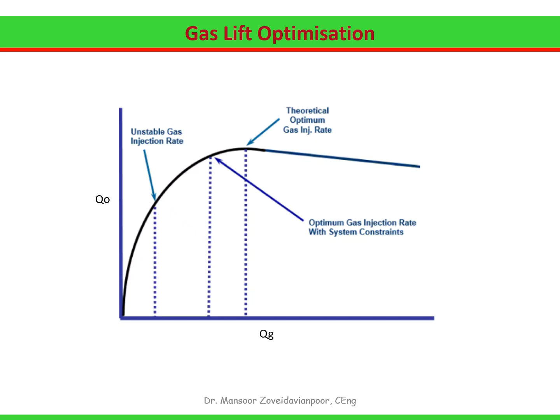In real field operations, this optimization is extremely important because injection gas is valuable. Every additional unit of gas requires compression power, operating cost, and facility capacity. A well-designed gas lift system therefore operates near the optimum gas injection rate, where production is maximized and gas utilization is most efficient.